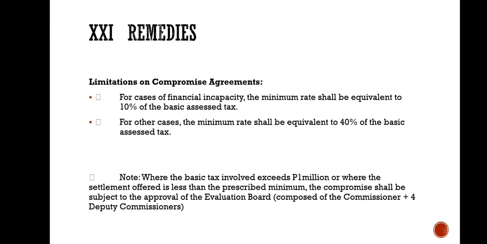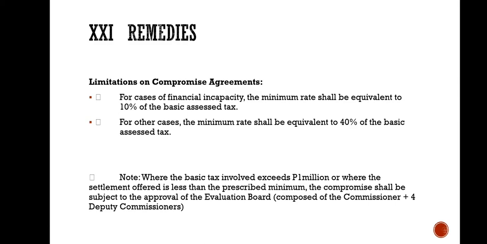Here are the limitations on compromise agreements. For cases of financial incapacity, the minimum rate shall be equivalent to 10% of the basic assessed tax. For other cases, the minimum rate shall be equivalent to 40% of the basic assessed tax. You have to take note, where the basic tax involved exceeds 1 million or where the settlement offered is less than the prescribed minimum, the compromise shall be subject to the approval of the evaluation board.